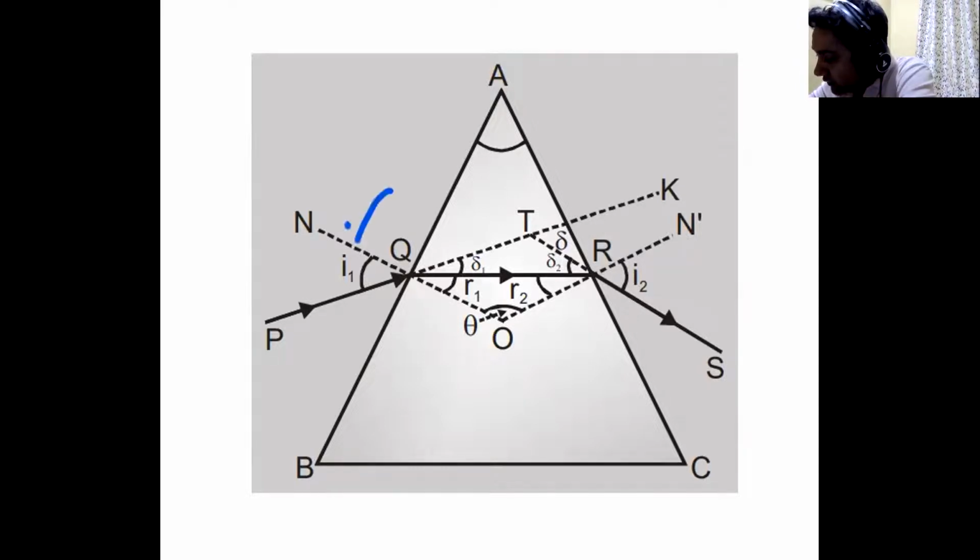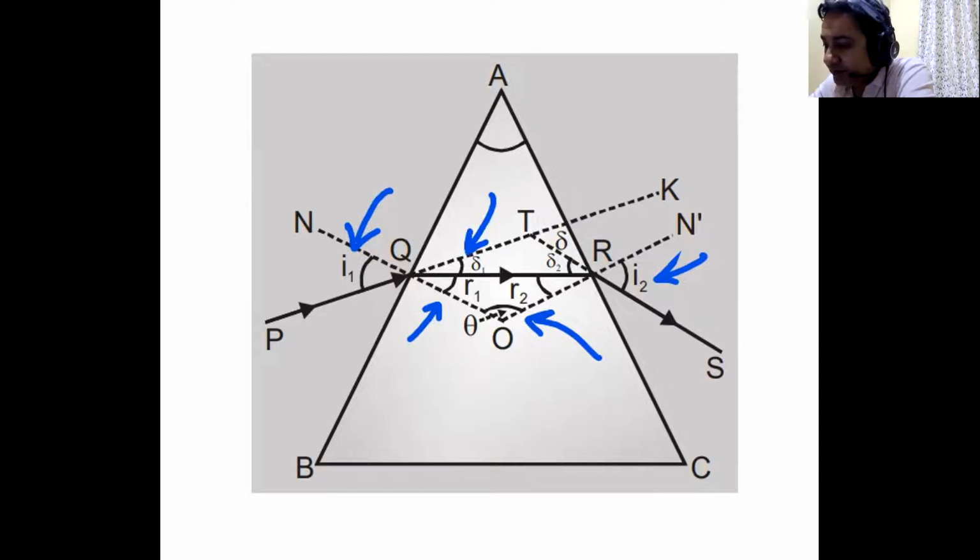Do you see this I1? This is important. Do you see this I1? You see this R1. You see this R2. You see this I2. You see this delta 1. You see this delta 2. And you see this delta. Do you see all these things in the diagram? Yes or no?